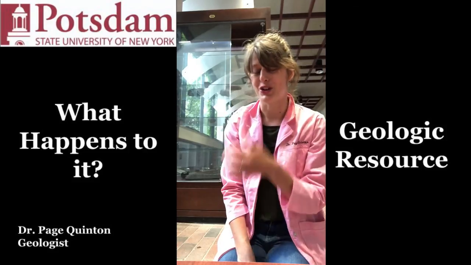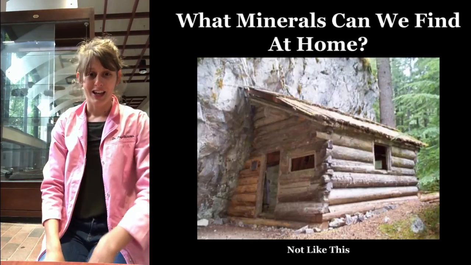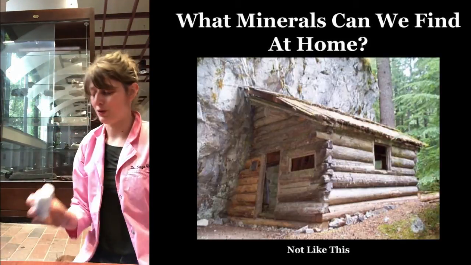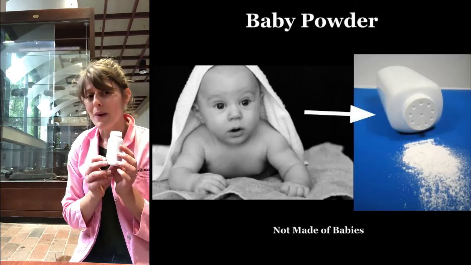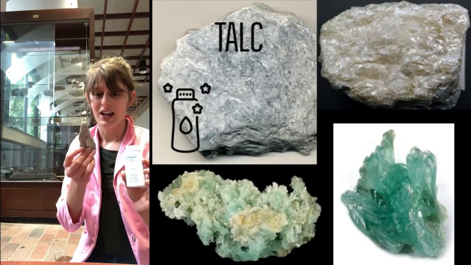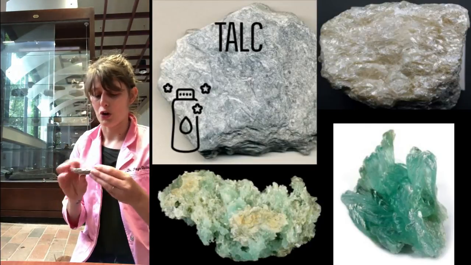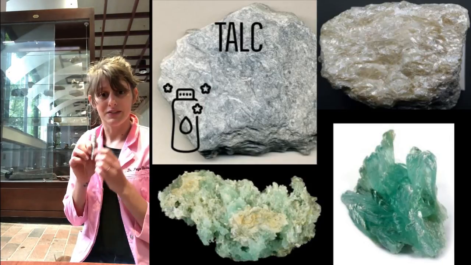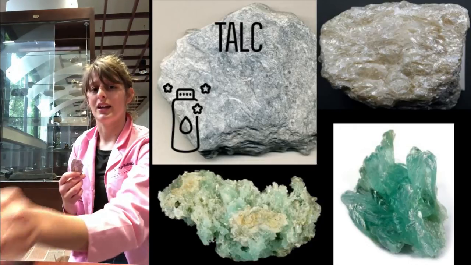Now let's look at some specific examples of a geologic resource and the stuff it gets turned into. So the first thing I want to talk about is some of the common minerals that we can actually find in our households. So maybe all of you are familiar with baby powder. Baby powder is in part made of a mineral called talc. And talc has a low, what is called hardness, and that means that I can scratch it with my fingernail. And they take pieces of talc, 'cause it's so soft, and they put it in baby powder.